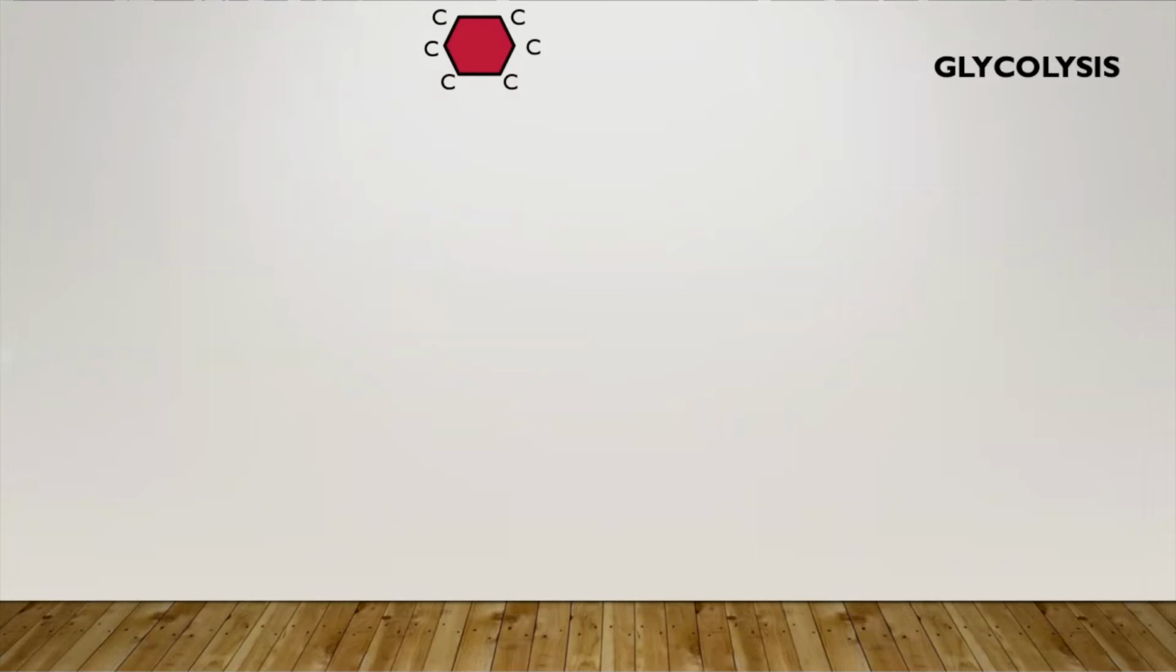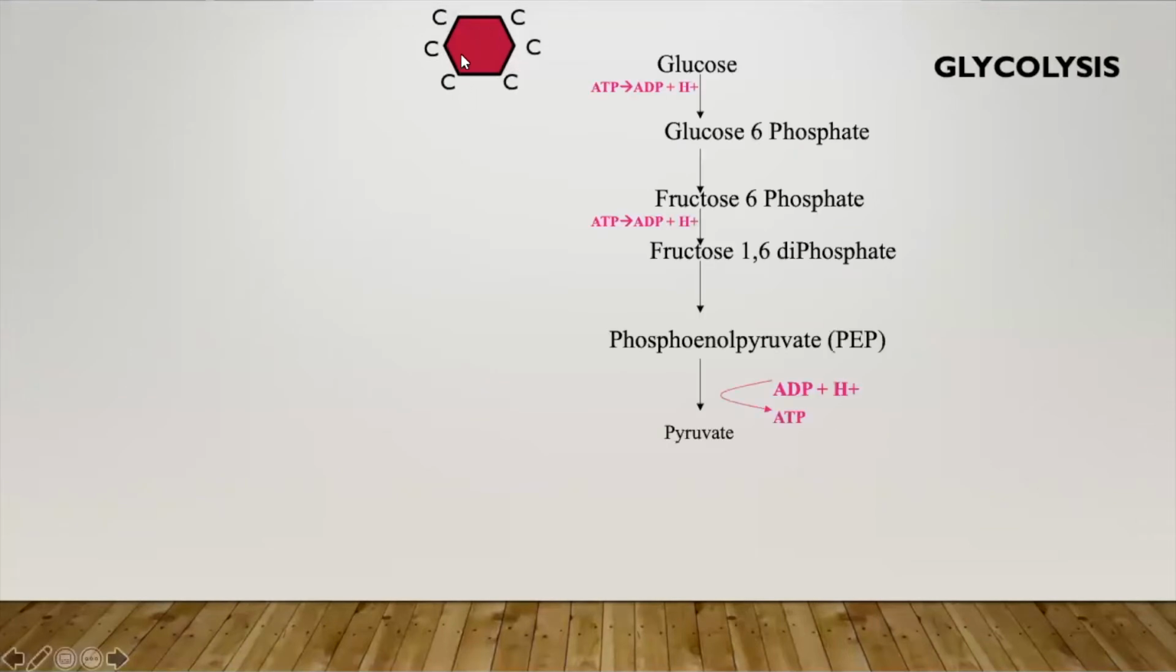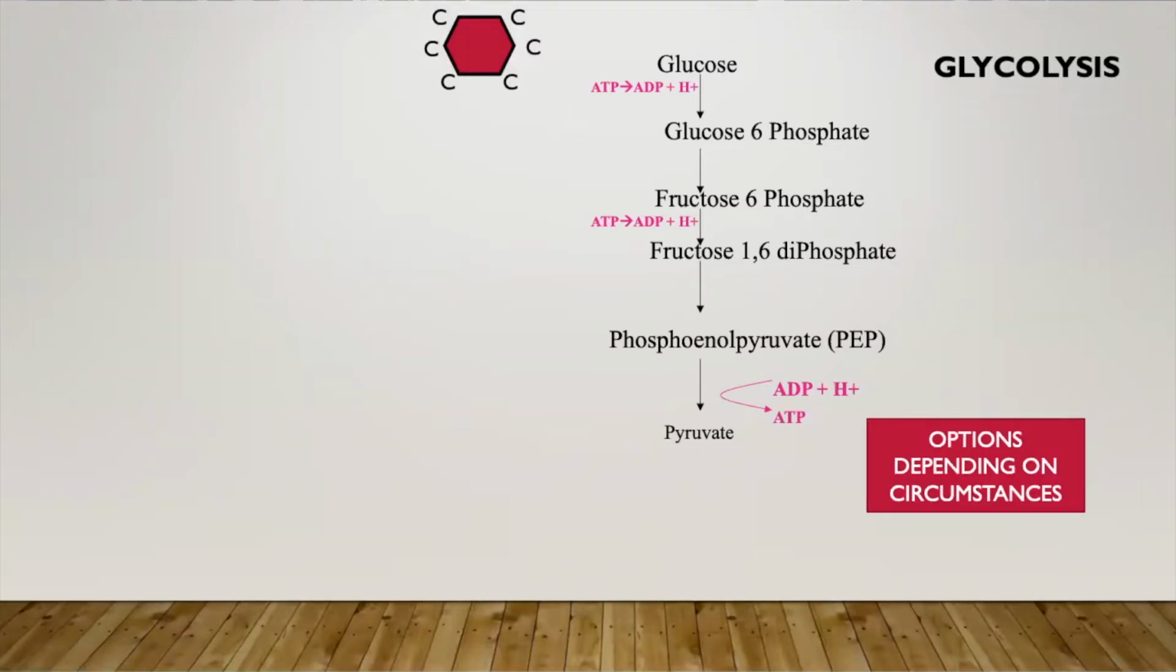Glycolysis breaks apart glucose. So we have a glucose molecule here, and it's got 6 carbons. That's what the C stands for. And the black lines are the bonds. So this process of taking glucose and breaking it down to pyruvate is releasing the energy from those bonds. And that energy, as you see down here, is used to resynthesize some ATP.